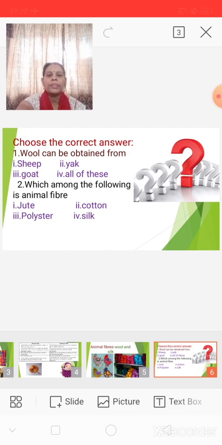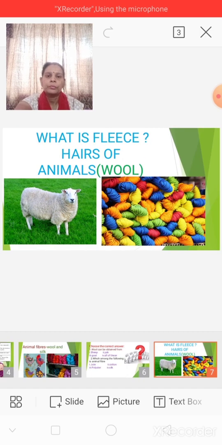Second one, which among the following is an animal fiber? Here you have jute, cotton, polyester and silk. Again, the other three are plant products, but the last one, silk, is an animal product, an animal fiber. So I hope you got an idea. This is how the questions will be.